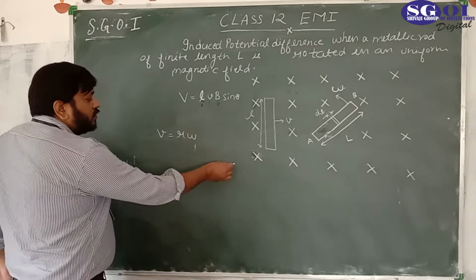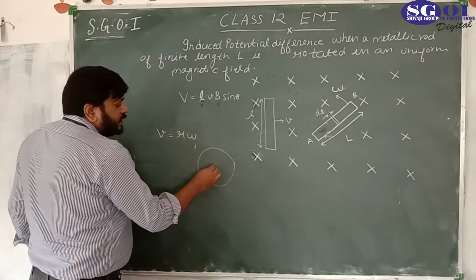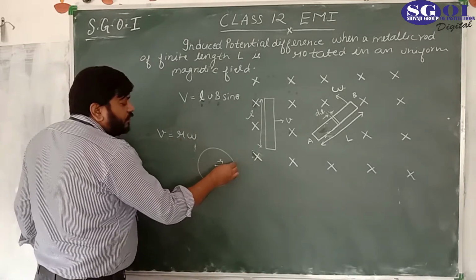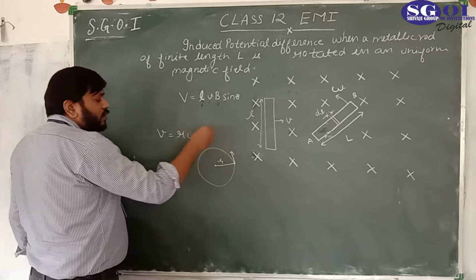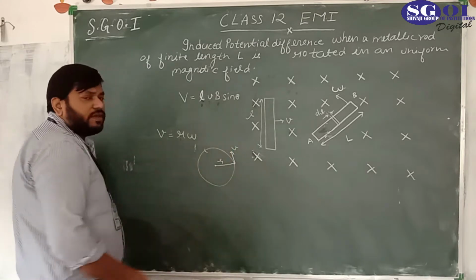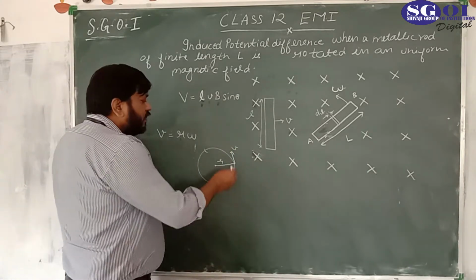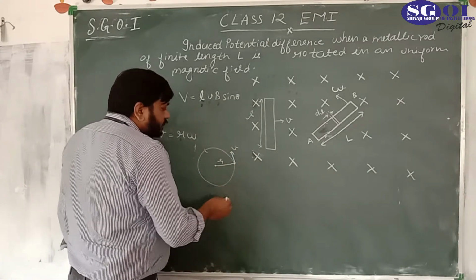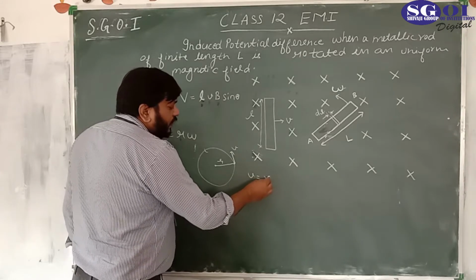Suppose this is the center, this is the radius r, and the object is rotating clockwise. This is the linear velocity, let's say. So what is the relation between angular velocity and the linear velocity? We know that v equals r omega.